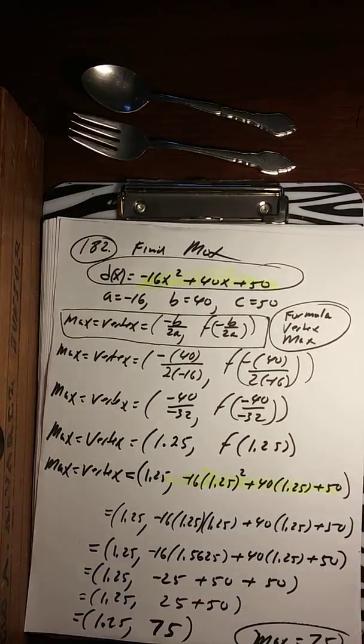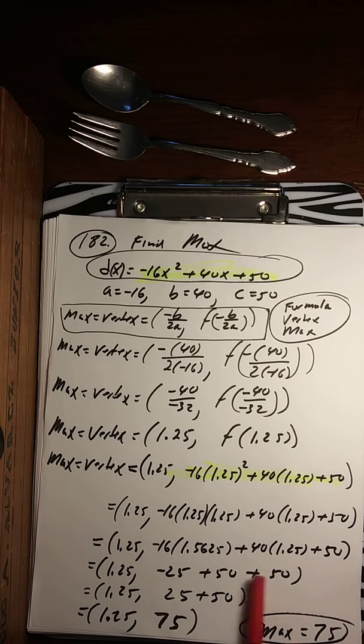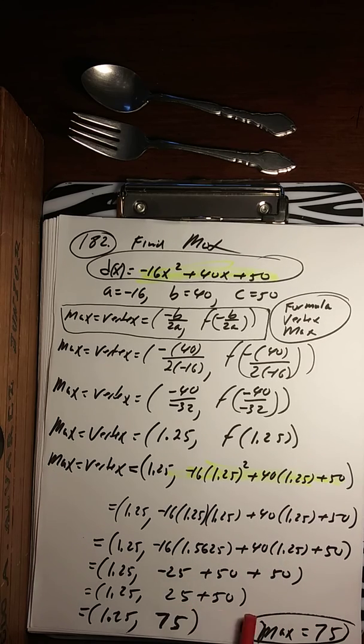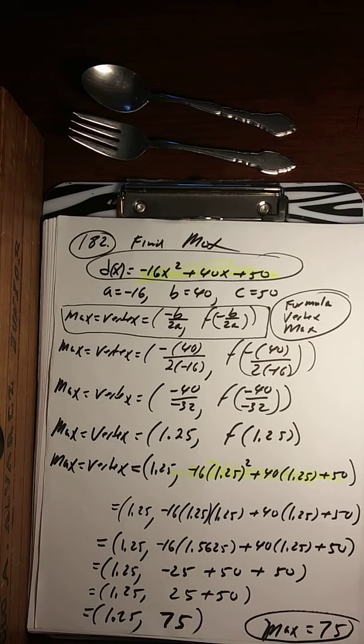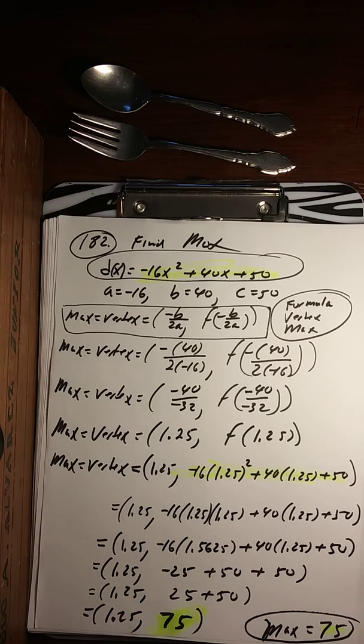So now we get 1.25 squared is 1.5625 times this is negative 25. That's 40 plus that's 25 plus 50 is 75. So the max for this one is going to be what? 75. That one. 75. Okay, that's the last part of this.